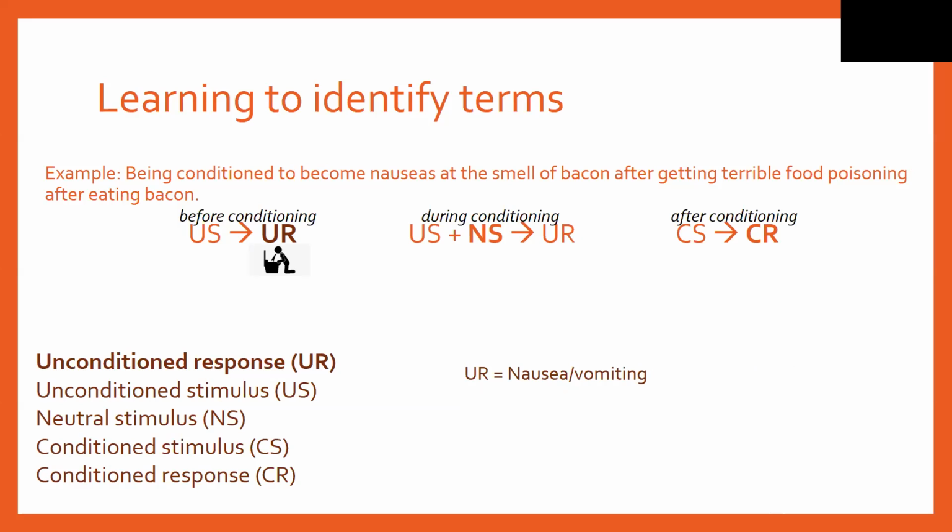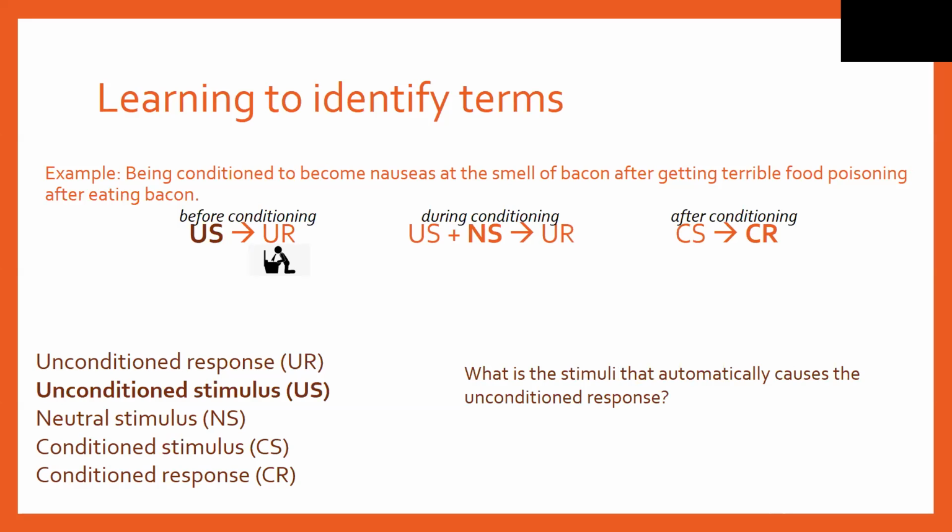Now we need to look at the unconditioned stimulus. What was the stimuli that automatically caused that unconditioned response? What was the thing that automatically caused me to become nauseous and throw up? So this might be kind of tricky. I'll give you a hint. It's not bacon, okay? Bacon doesn't naturally make people vomit. What naturally makes people throw up? Remember the variables that we underlined up here?